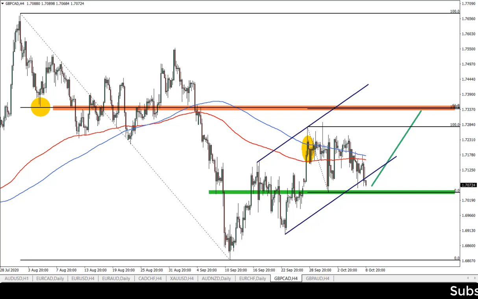Today I will be presenting the pound versus Canadian dollar pair. We did analysis previously, but I did recalculations on the pound Canadian, so this is a fresh analysis, fresh view on this currency pair, which I do expect to move up.